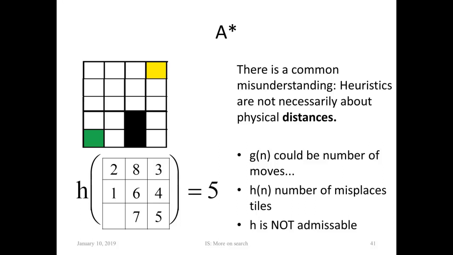But that would be something that we would have to prove analytically, whether this is admissible or not. I don't think we can do this now. I'd rather claim that it's not admissible. So for this example, I just wanted to show you that you can apply an A* algorithm here, even though it is not about physical distances.